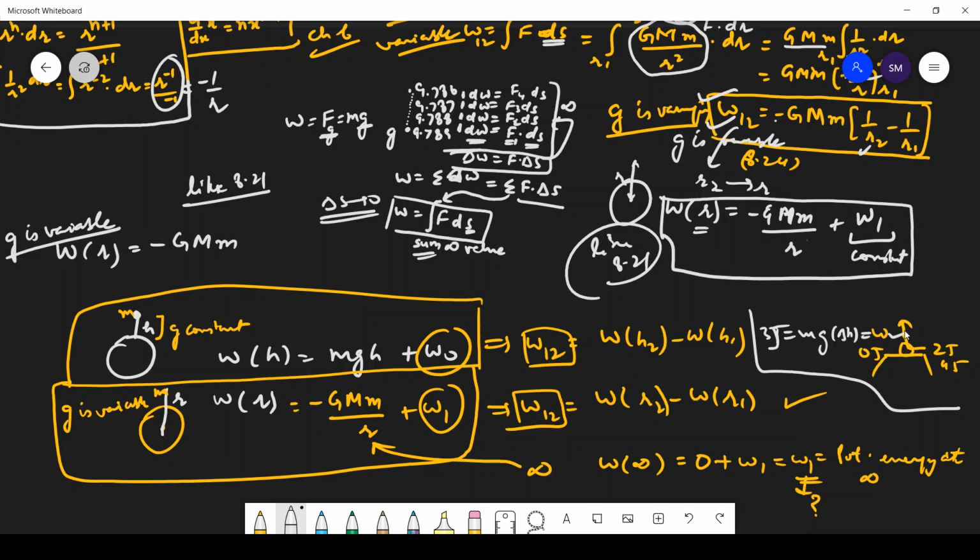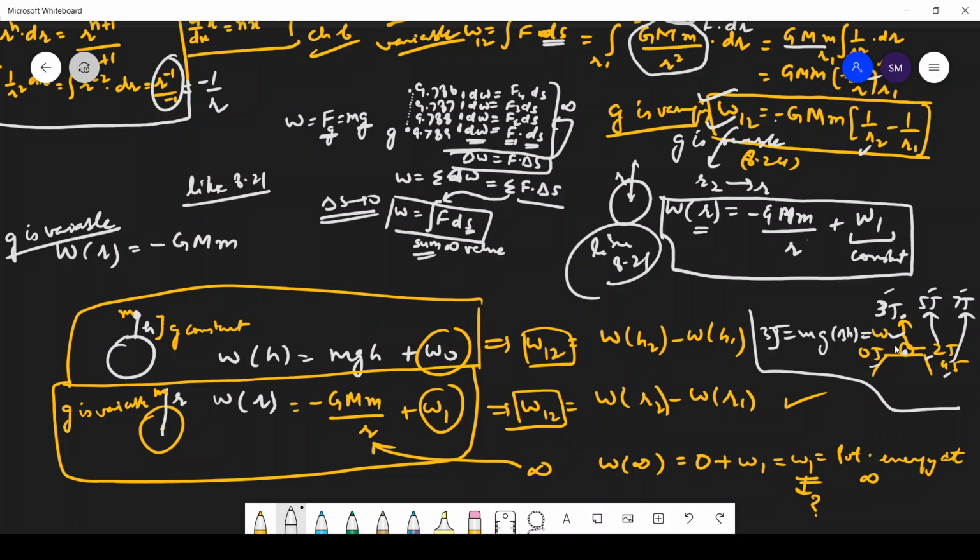So what's important for us? It's not important for us what the absolute potential energy is here. Like if it was 0, here it becomes 3 joule. If it was 2, here it becomes 5 joule. If it was 4, it becomes 4 plus 3, 7 joules. So students, we are not concerned with this 0, 2, 4 or 3, 5, 7. We can take any of these values, right?